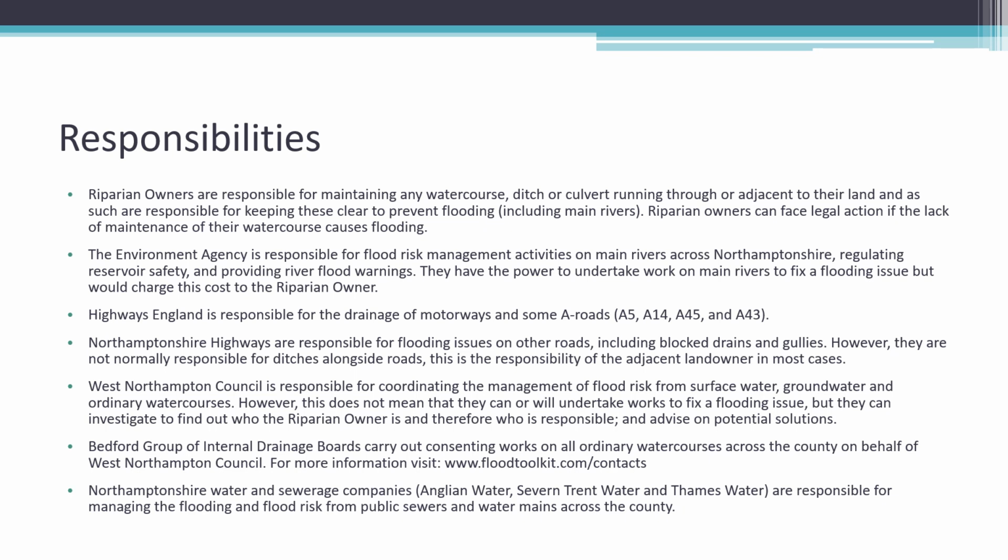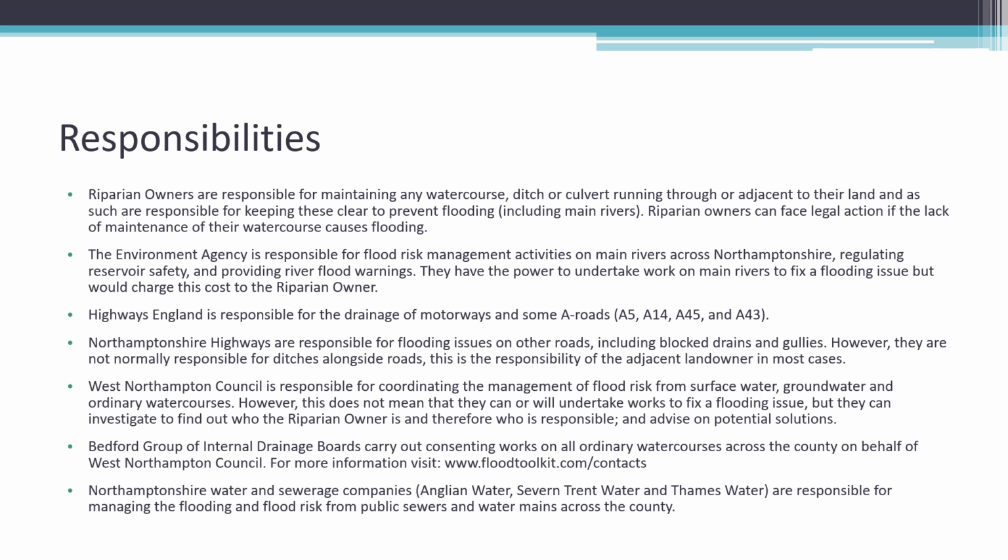Northamptonshire County Council is responsible for coordinating the management of flood risk from surface water, groundwater and ordinary watercourses. However, this does not mean that they can or will undertake works to fix a flooding issue, but they can investigate to find out who the riparian owner is and therefore who is responsible, and advise on potential solutions.